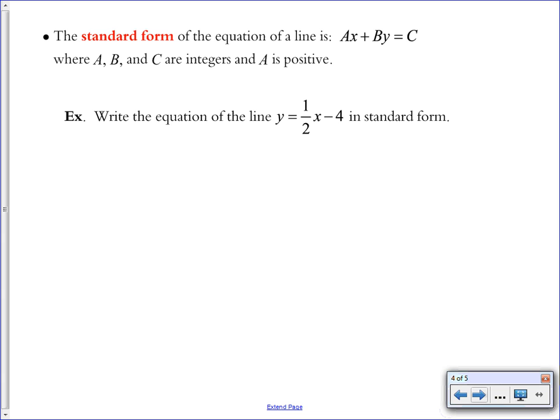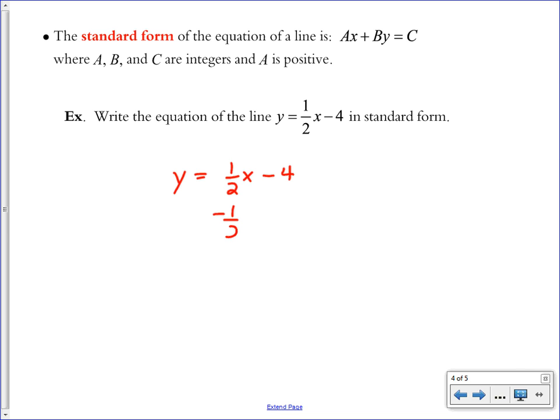We're asked to write the equation of the line y equals 1/2 x minus 4 in standard form. You should recognize that form as slope-intercept, and it's asking us to put it in standard form. I'll just rewrite it and then see what changes I need to make. It looks like I can leave the y where it is, and I need to move the x term in front of the y term, so get it onto the left side of the equation. So I'm going to do that first.